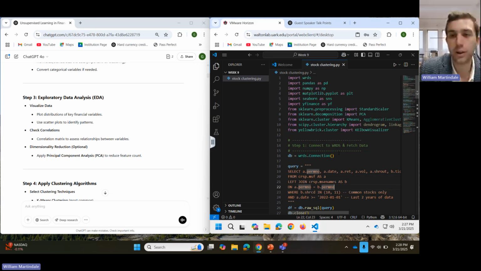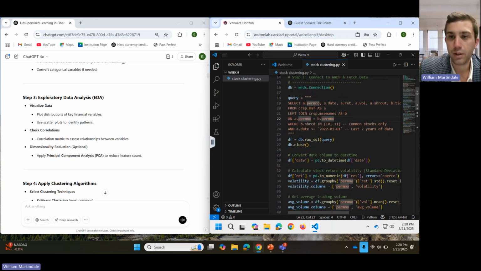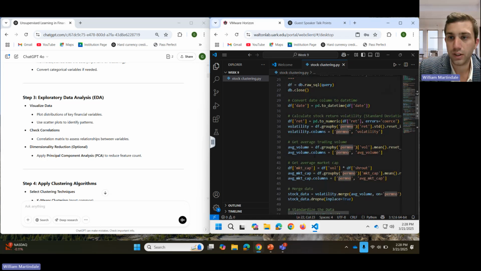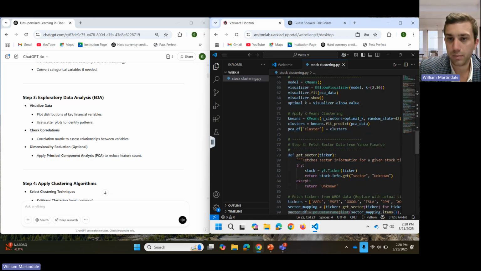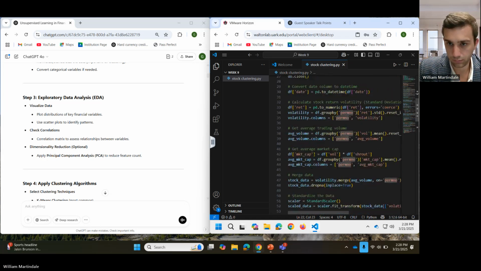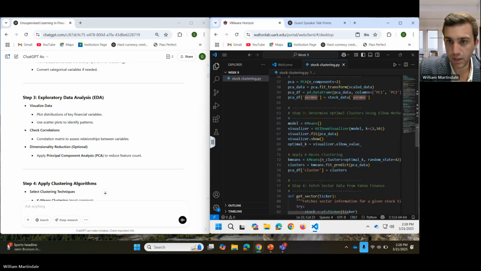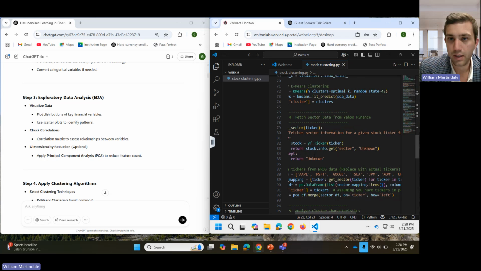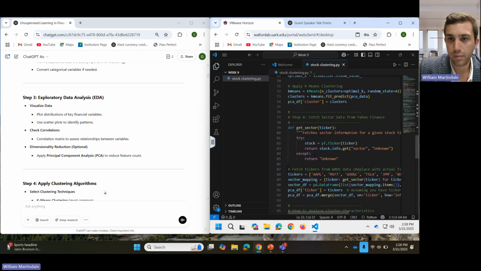So I'm going to run through the code real quick. Up top here, of course, we just have all of our imports that were needed. And then we connected to WRDS to fetch the data, which we did from CRSP. And then we determined the optimal number of clusters using the elbow method, and fetched sector data from Yahoo Finance.